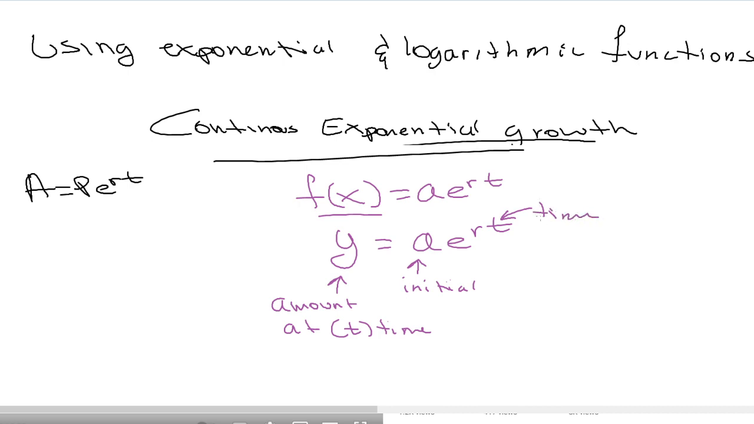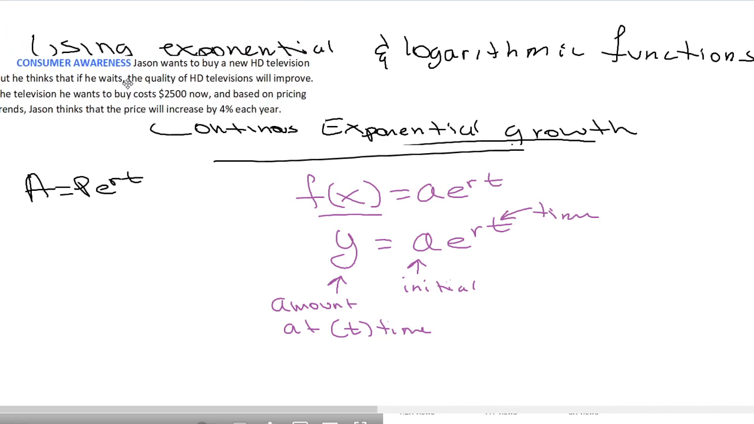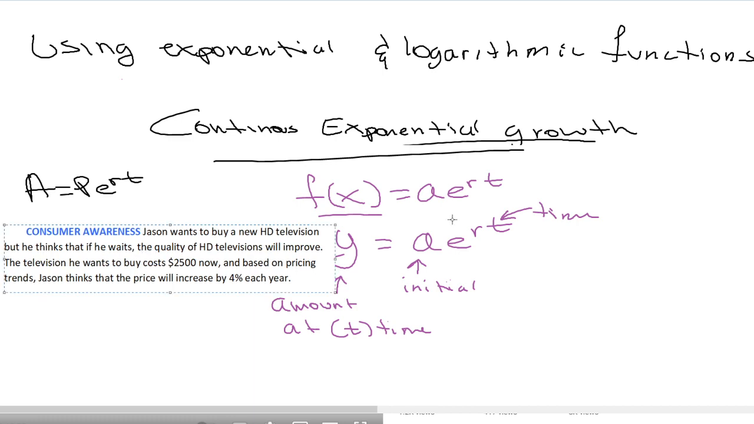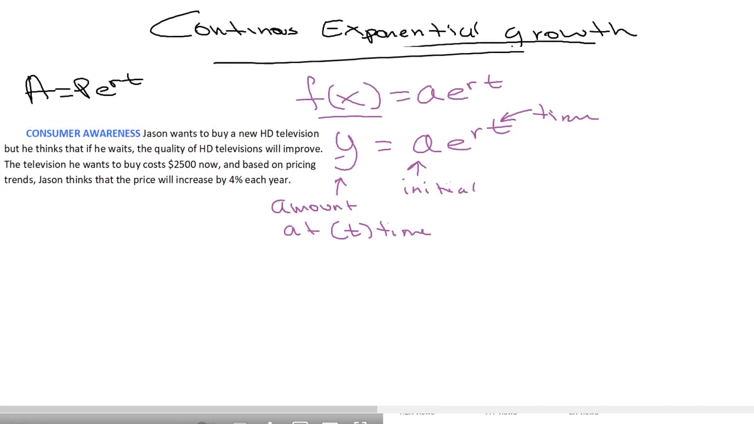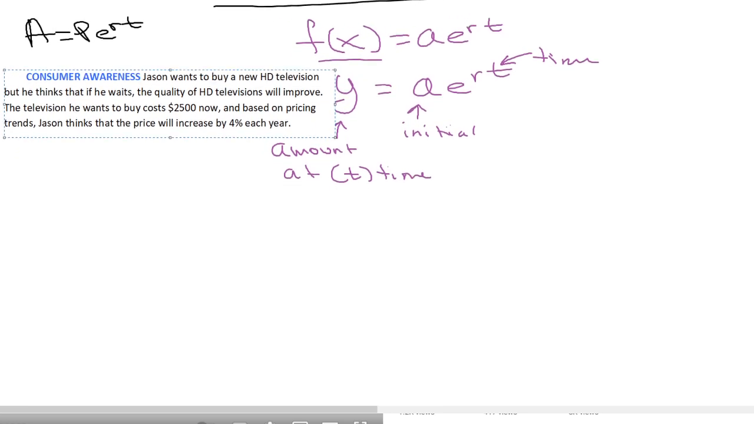All right, so let's get into it and look at a problem where we can apply this. It's a story problem. Jason wants to buy a new TV, and this TV he thinks will improve in quality. The price of the TV currently is $2,500, and based on the trend, he thinks this will increase by 4% each year. So let's come up with an equation first.